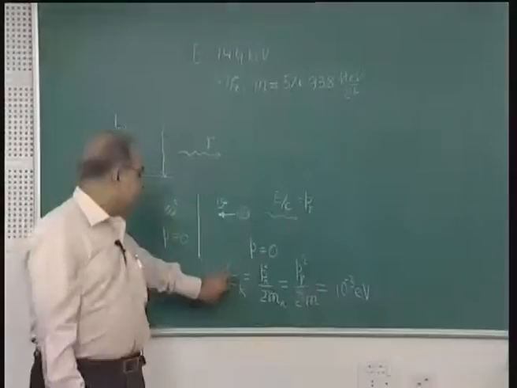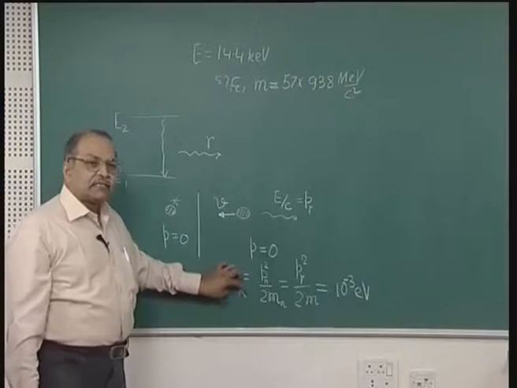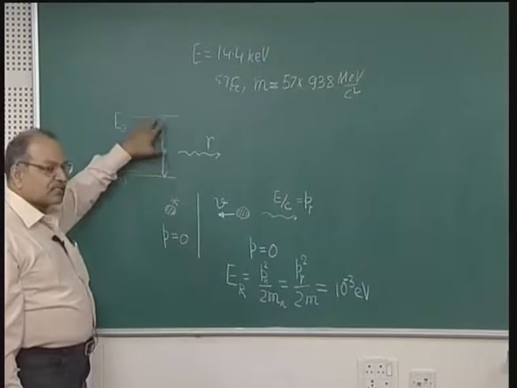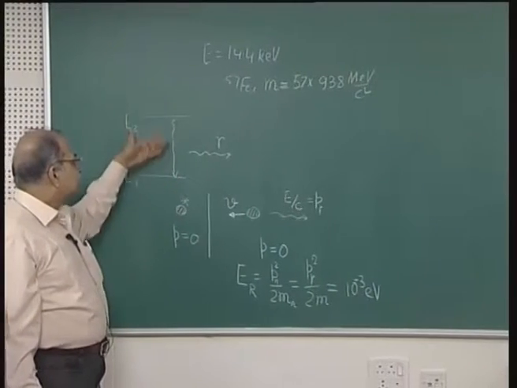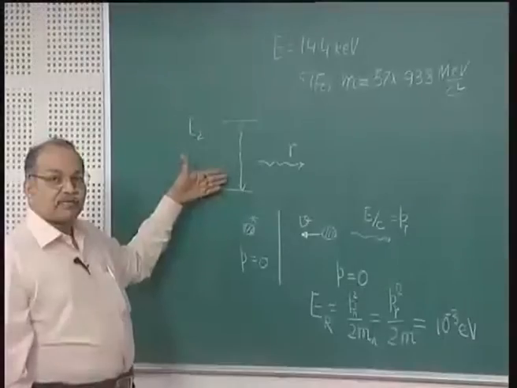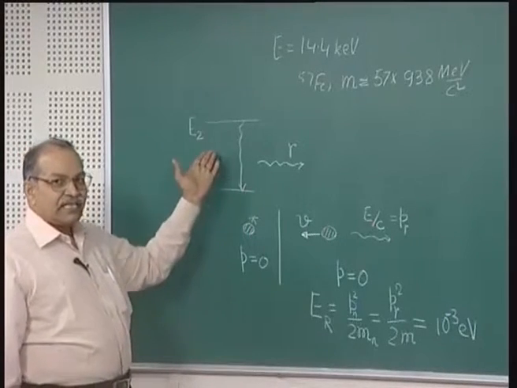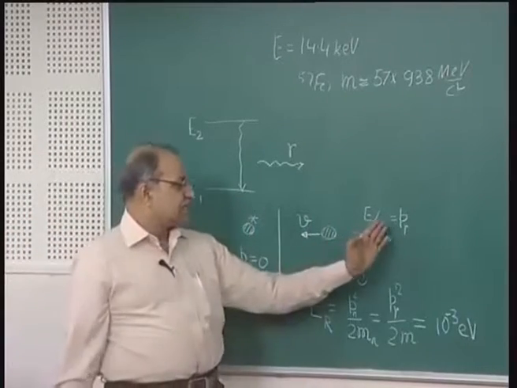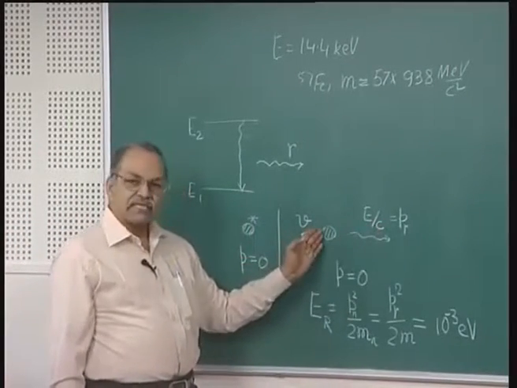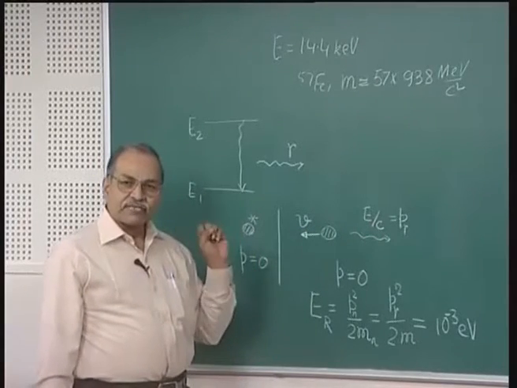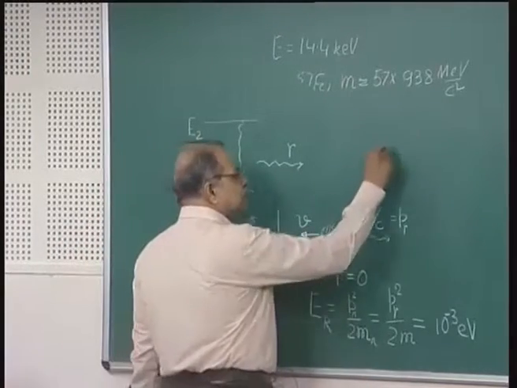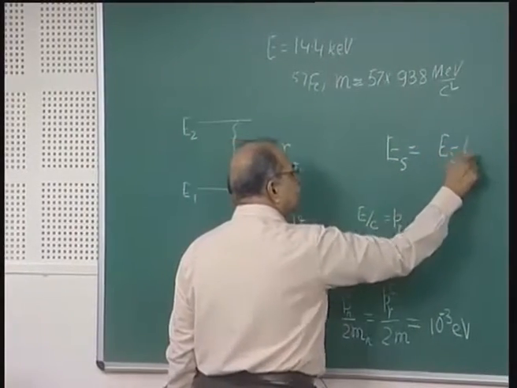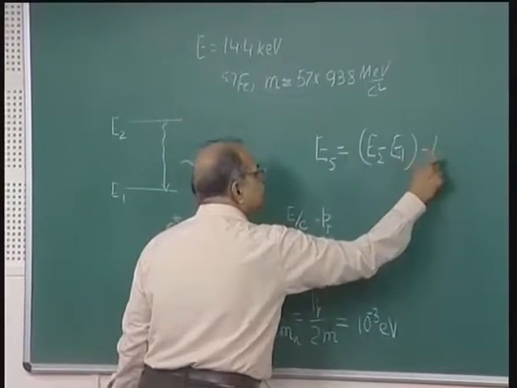So where is this kinetic energy of recoil coming from? That also comes from the energy level difference. If the nucleus is coming from here to here, the energy made available is just E2 minus E1, and this E2 minus E1 itself is divided. Some energy is taken away by the gamma ray, some energy is taken away by the nucleus, and therefore the energy that is emitted will be E2 minus E1 minus ER.